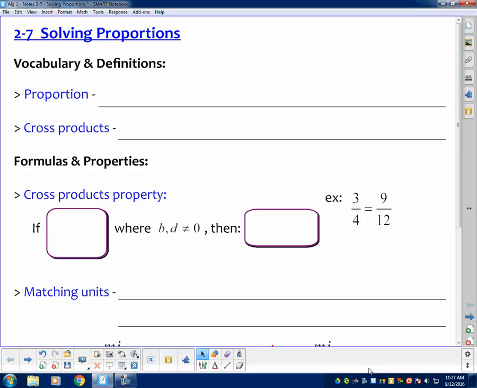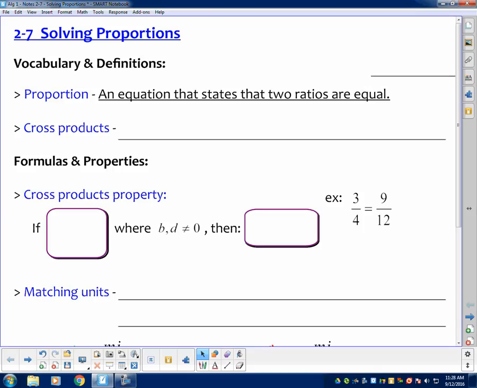Okay, a proportion is when we have two ratios or fractions that are equal. So something like this, 3/4 equals 9/12, that's a proportion. Or a ratio. What can we use a ratio for?